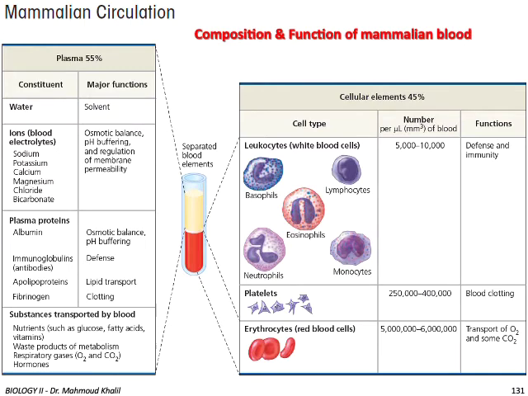The other component is the cellular elements, which make up around 45%. You have white blood cells, which are of 5 different types: basophils, lymphocytes, eosinophils, neutrophils, and monocytes. Their main function is defense and immunity. You have the platelets, which function in blood clotting, and you have, of course, red blood cells, which function in transport of oxygen and some of the carbon dioxide.